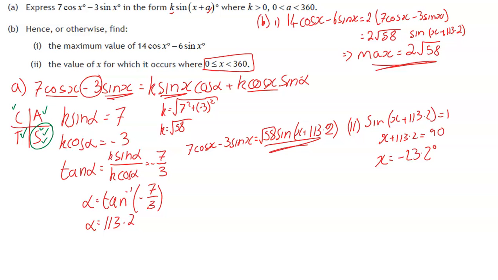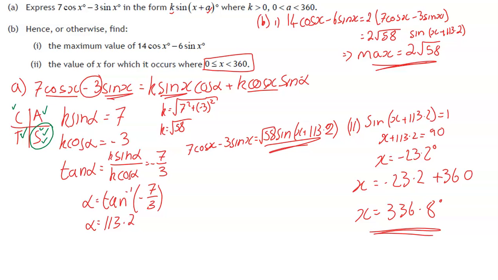Because the period of the curve is 360 degrees, if I add it on, what I end up getting is that x is equal to negative 23.2 plus the 360 degrees. So x is equal to 336.8 degrees. And that there is where the maximum value will occur.